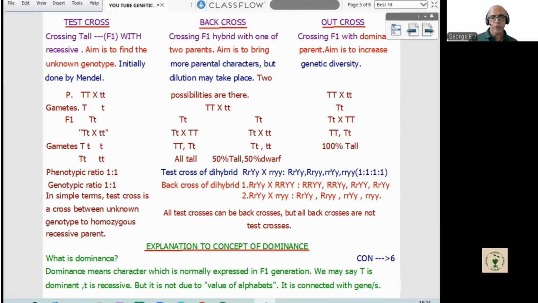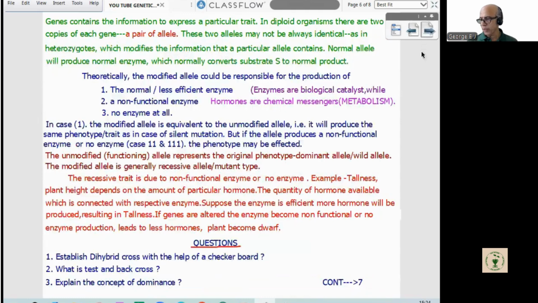Then the explanation of the concept of dominance. What is meant by dominance? It is not the value of the alphabet. It is concerned with the gene or genes. Then the pair of alleles, normal type, deviation type. Then it may connect with the production of a normal or less efficient enzyme, non-functional enzyme, no enzyme at all. In between, we explained what is meant by enzymes and what is meant by hormones, how they function, and how they are related. Then how this dominant or recessive comes, connected with enzyme as well as more hormones. And that is how tall and dwarf will be produced.